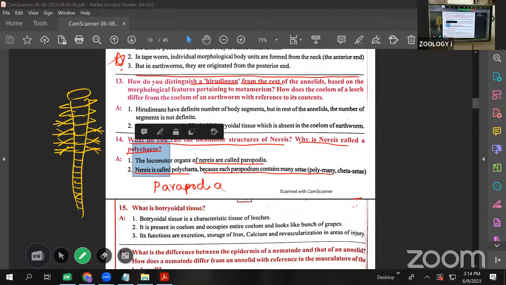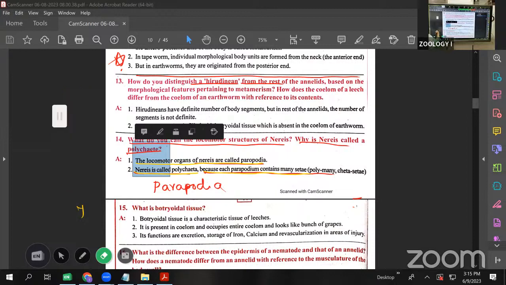Setae means chaeta. So the locomotory organs of the nereis are the parapodia. The nereis is called a polychaeta because the parapodium has many setae present. That is polychaeta.